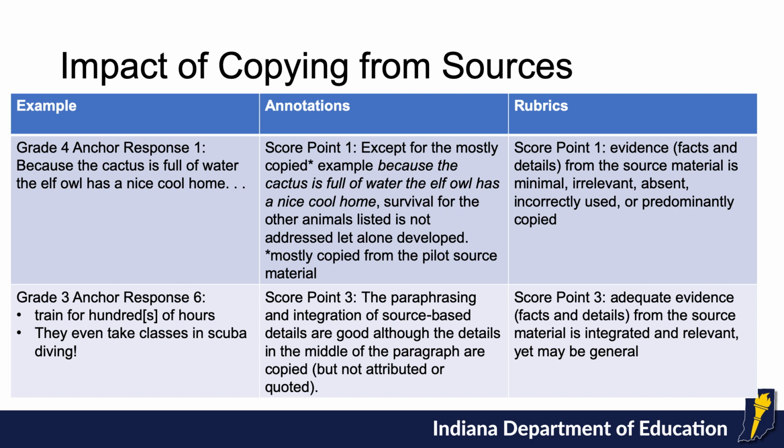The second example is a 3-point annotation for 3rd grade. Adequate evidence is provided, but a few details are copied but not attributed or quoted. In this instance, the response more holistically fits the 3-point score despite having some copied details. The rubric at 2 points states, "some evidence from the source material may be weakly integrated, imprecise, repetitive, vague, and/or copied."